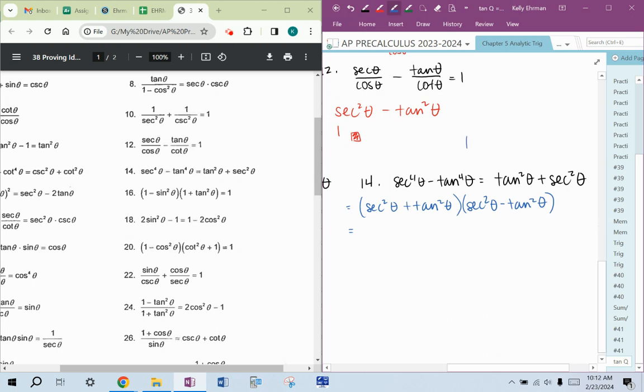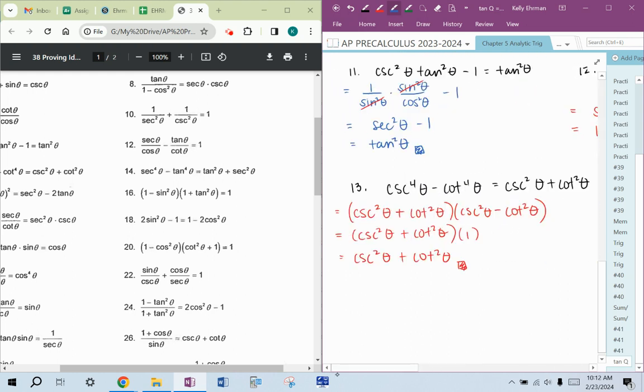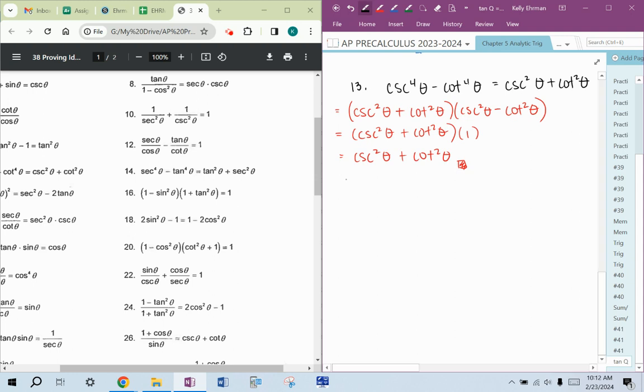Just like we did before, you've got your Pythagorean identity that you know, tangent squared plus 1 equals secant squared. If you solve that so that you get secant squared minus tangent squared, that's equal to 1. And there we have it. We're supposed to show this is equal to tangent squared plus secant squared, so I'll rewrite the order. Technically, you're supposed to have the two sides match exactly, so I'll change the order of my answer. And that's it for 14. 15 is up next.